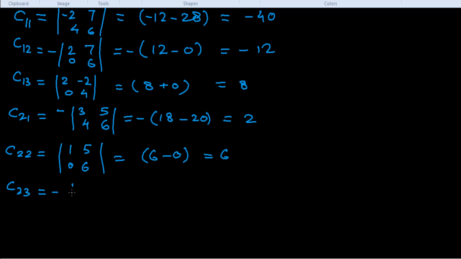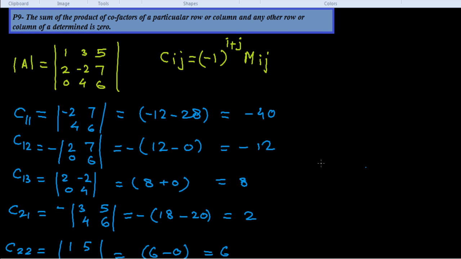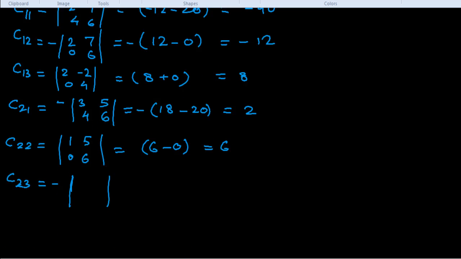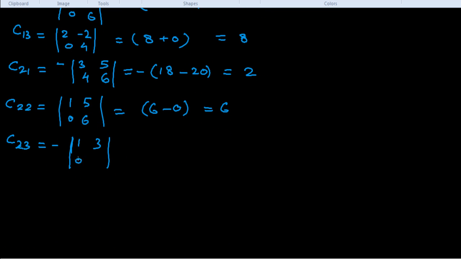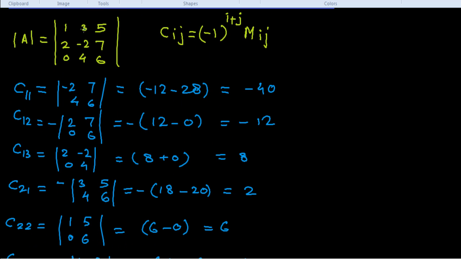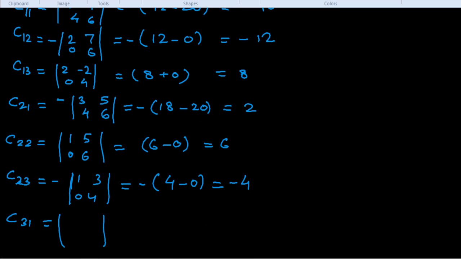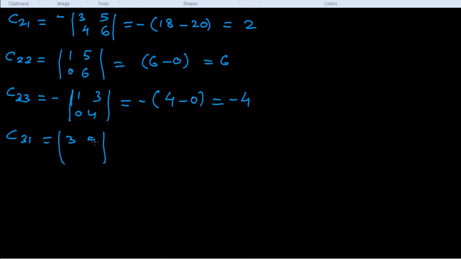C23, we get a negative sign because the sum is odd again. So we get 1, 3, 0, 4. We get here minus 4 minus 0, which is minus 4. Now C31. It is even. We have to get the positive sign here. 3, 5, minus 2, 7. So we get here 21 minus minus, plus 10. So it is 31.